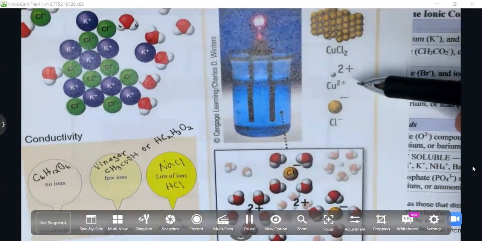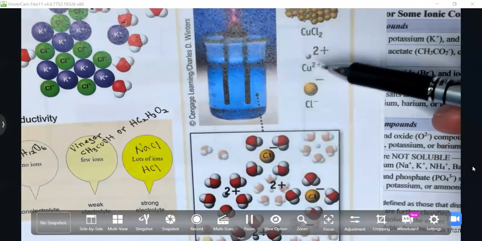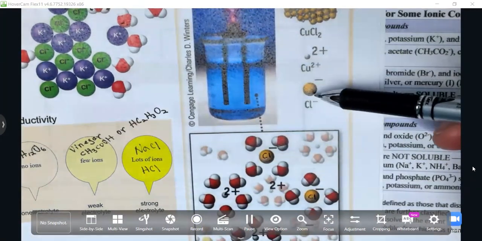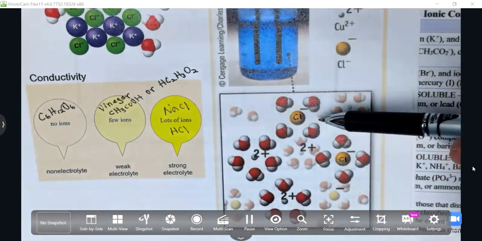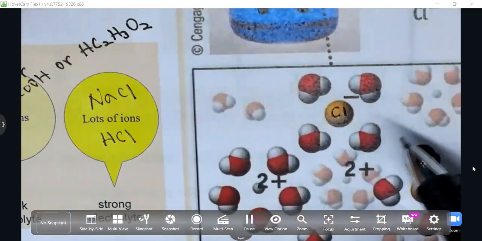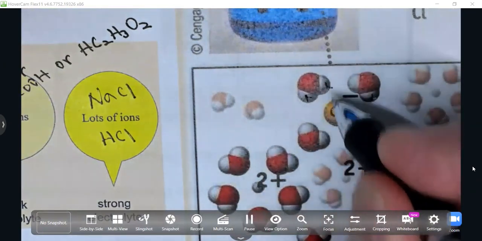And this is copper 2 chloride. Notice the size difference of the atom or ion. This is copper 2. This is the chloride. And again, you have the same situation. Here is the negative chloride surrounded by the positive hydrogens.